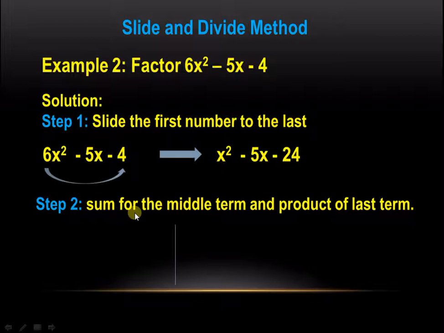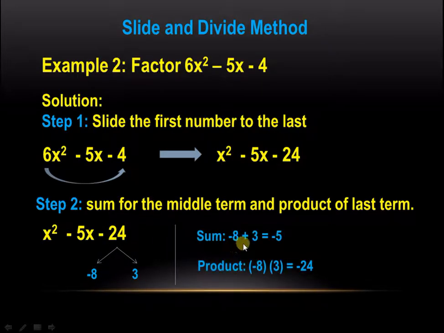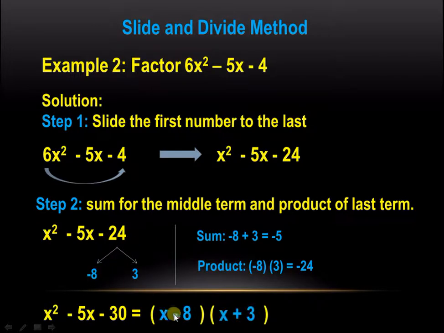And then we find the sum for the middle term and the product for the last term. So let's determine the numbers that we need for negative 24. Let us check negative 8 and 3. The sum of negative 8 and positive 3 is negative 5, which is the middle term, and the product of negative 8 and 3 is negative 24, which is the last term. So far, these are the factors: x minus 8 and x plus 3. Okay? Let us continue.